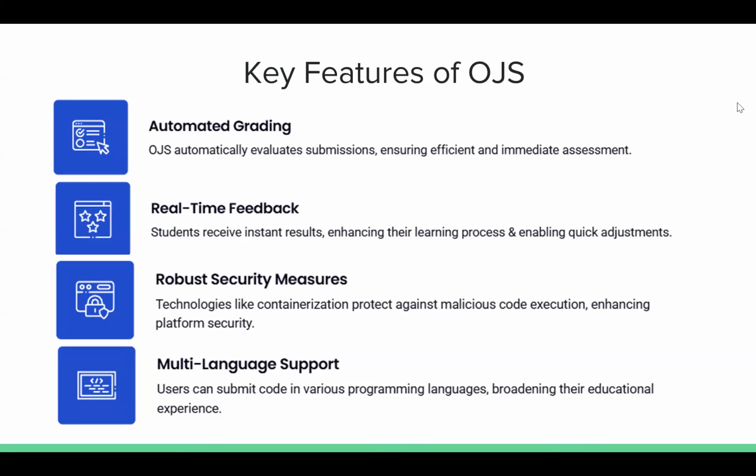Next is the robust security measures. It uses sandboxing and containerization to isolate the code execution and prevent security risks. The multi-language support that OJS provides ensures that a user can submit the code in various programming languages, broadening their educational experience. Another key feature of OJS is the scalability. It efficiently handles a large number of student submissions simultaneously. This streamlines the process for both the teachers and the students, making education more efficient.